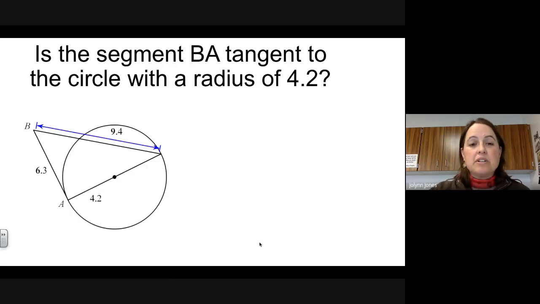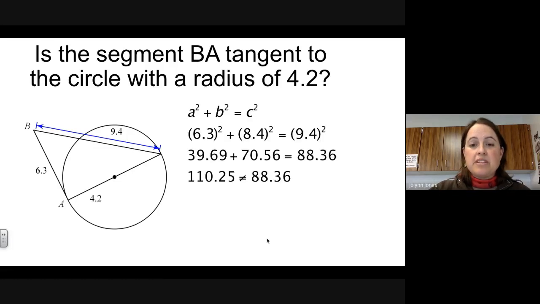All right, now for this one, we're going to do the same thing. Okay, we're trying to see if segment BA is tangent to the circle. So we're going to use the Pythagorean theorem again. But in this case, when we go through and we simplify, and we take a look at this, we've got our 6.3, that's one leg squared. Now on this one, we had the radius be 4.2.